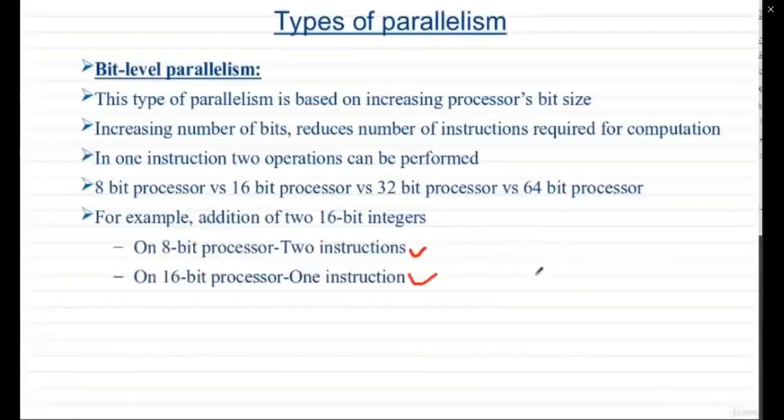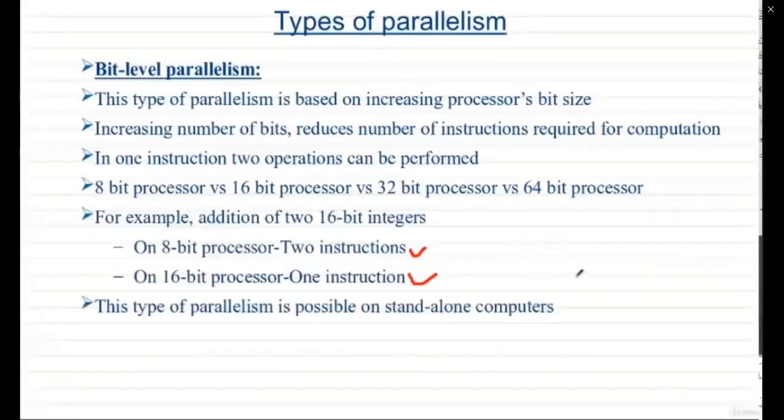This type of parallelism is possible on a standalone computer. By increasing the number of bits in the processor, we can increase the parallelism. That is called bit level parallelism, and we can implement it on a standalone computer.